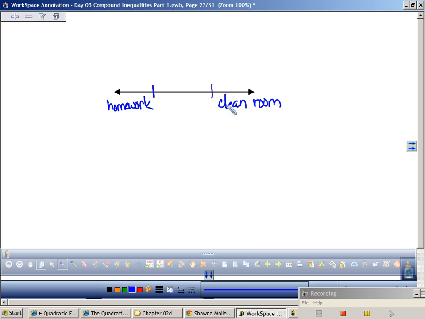So this is all the people that cleaned their room. This is all the people that did their homework, right? This includes all the people that cleaned their room. This includes all the people that did their homework. So if I said, I'm going to take anybody to the beach, my kids, we're going to go to the beach if you did your homework or you cleaned your room.